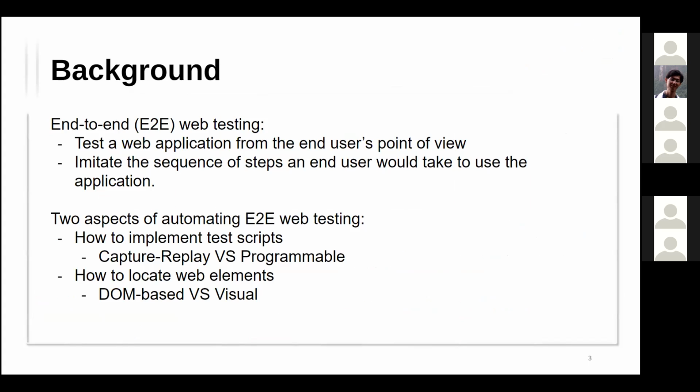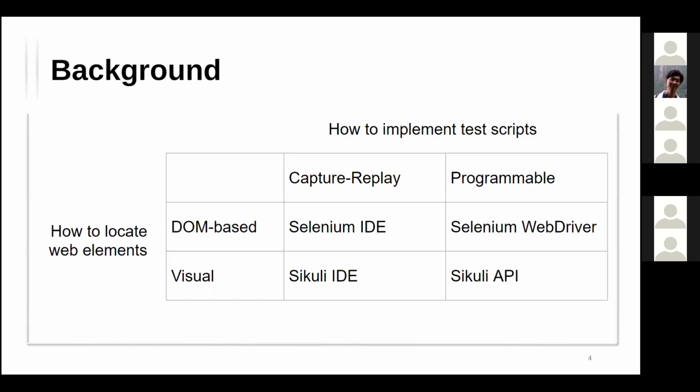For implementing test scripts, there are two approaches: capture-replay and programmable. And for locating web elements, there are also two approaches, which are DOM-based versus visual, which I'll explain a bit later on. For these four approaches, these four tools were used: Selenium IDE, Selenium WebDriver, Sikuli IDE, and Sikuli API.